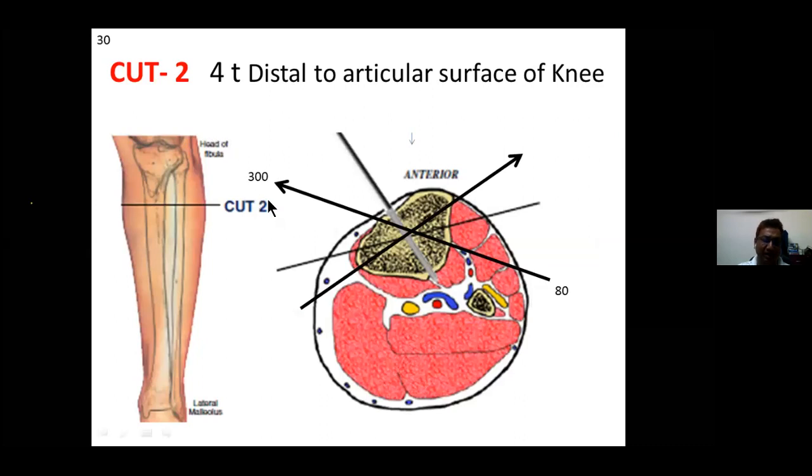In this cut, fibular fixation is strongly contraindicated because of the adjacent common peroneal nerve. You should not fix the fibula. Tibial fixation is done by passing wires from here to there and from 80 to 30 degree, and you can also place a sponge here.